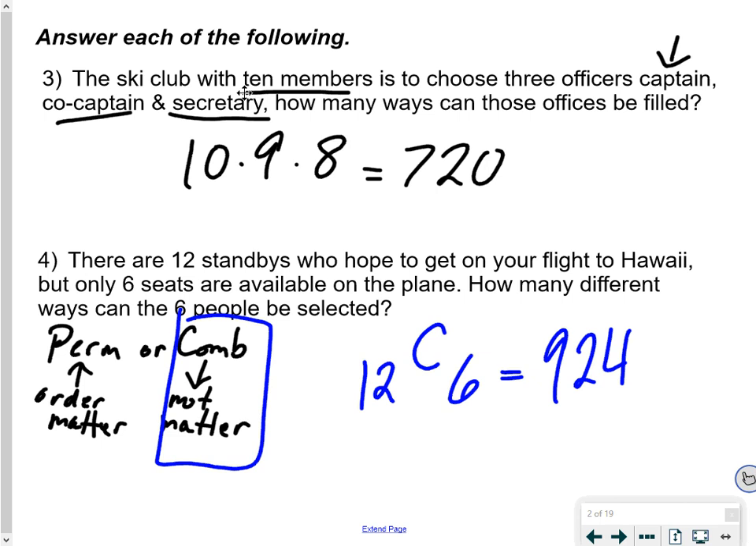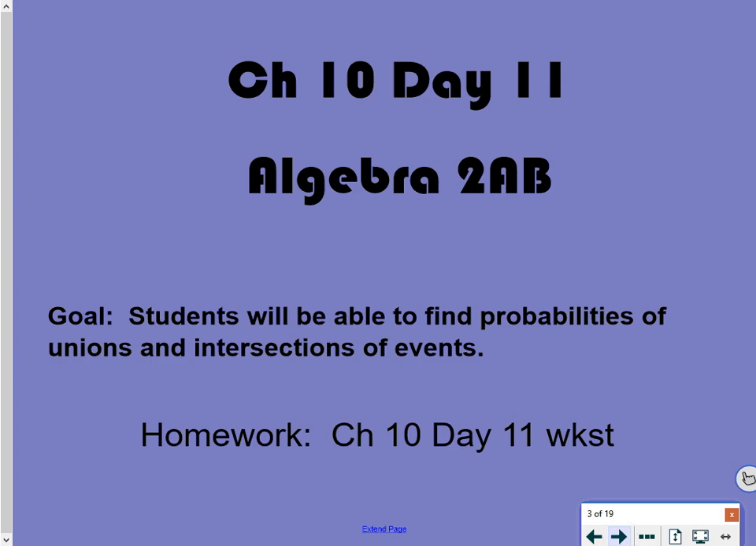All right, so let's get to it. Today, what we're going to be talking about is the complement. We're still going to be talking about unions and intersections of events. We're still going to go over some geometric probability, but the complement is the main thing we're going to be talking about. Your homework is just going to be the Day 11 worksheet.